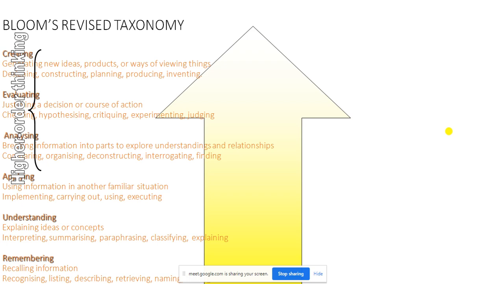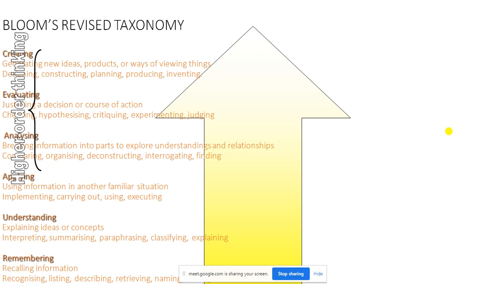And after that, it is about analyzing. Analyzing is breaking information into parts to explore. If we talk about any topic, we come to know about each part of the topic. We are going to explore it. We are going to know the moral. If I talk about literature, we are going to know about the theme of it, the moral of it, the main objective of it, and the relationships regarding it.